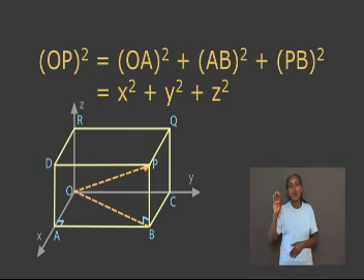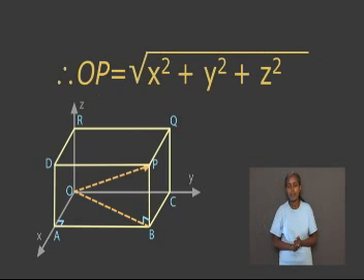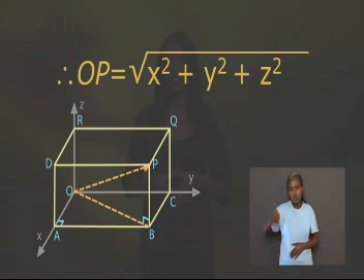OB squared becomes OA squared plus AB squared in the formula for OP squared. The result is the formula for line OP, the square root of the sums of the squares of OA, AB, and PB. In other words, we have successfully calculated the distance between P and the origin point.